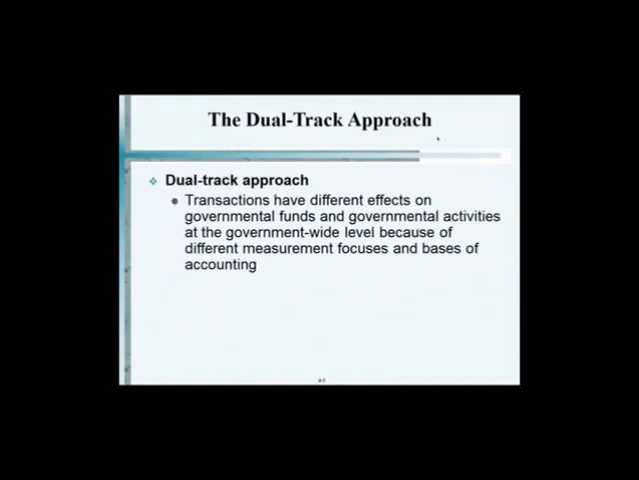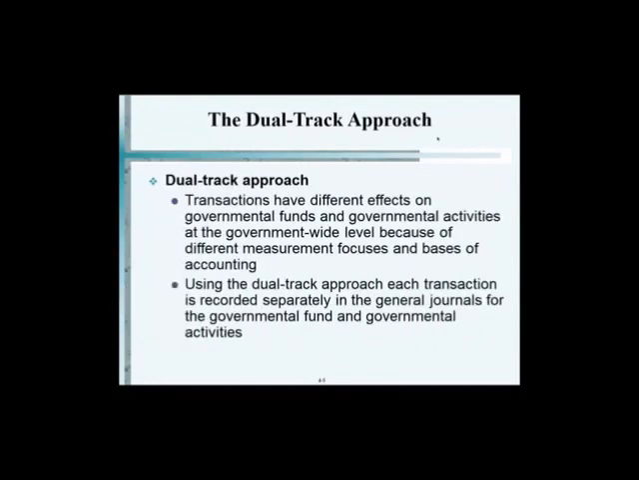This is what I was talking to you about, the dual track. And we'll take a look at examples. I'll give you an example again from the last class. You record an encumbrance. What do you do? You debit encumbrance and credit encumbrance outstanding. That entry is made under modified accrual basis. How about accrual basis? Nothing. Zilch. Nothing.